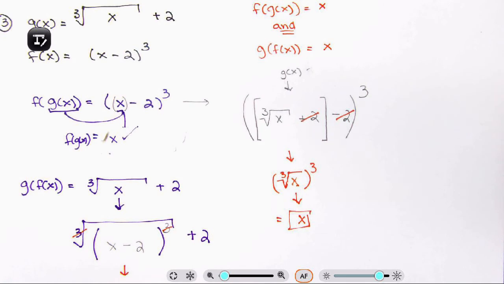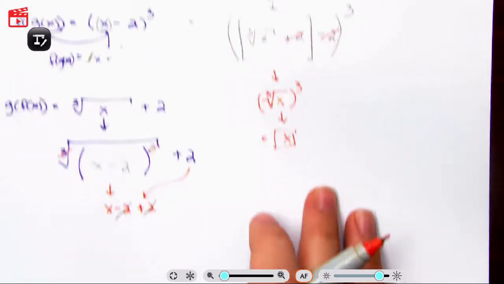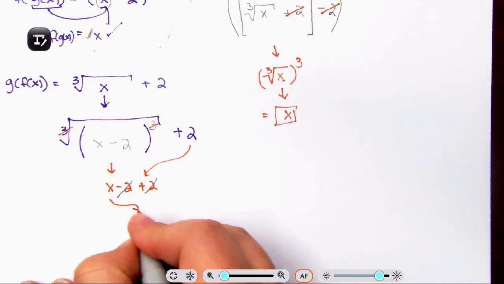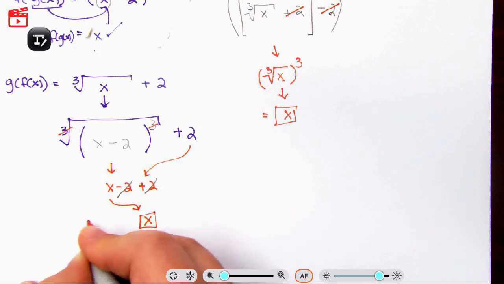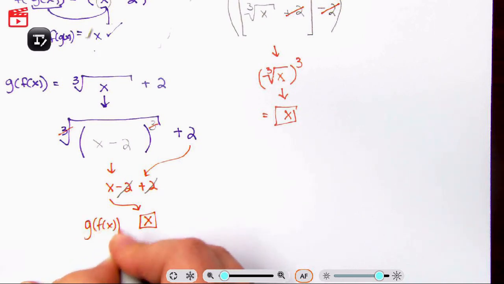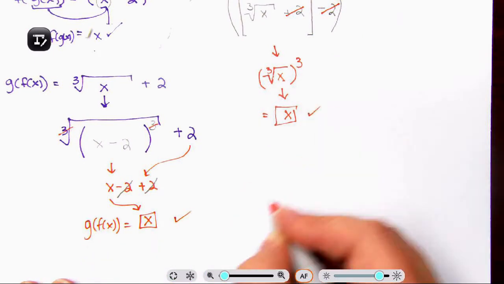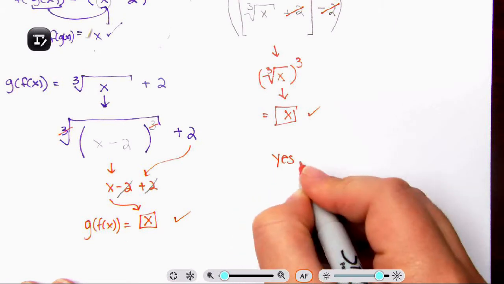So I have x minus 2 plus 2. Those 2 cancel out. And again, happy dance doing here because that means I have x left over. So g of f of x is equal to x. Both of them equal to x, so yes, they are inverses.